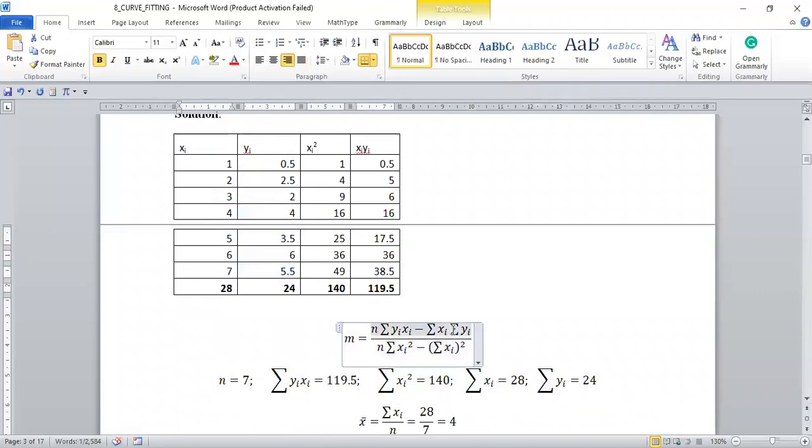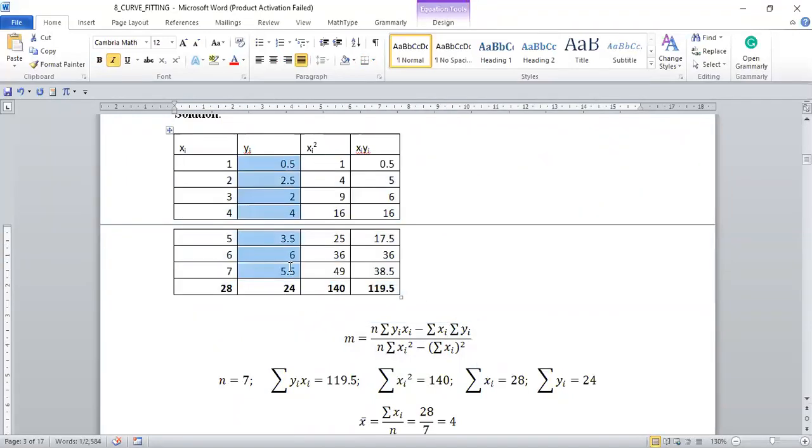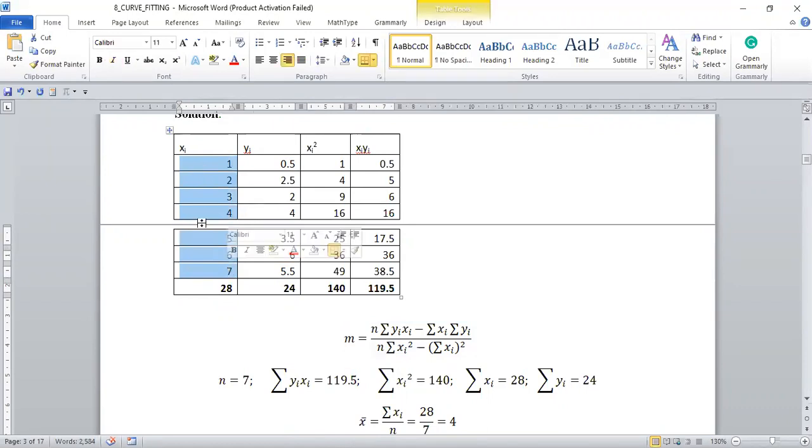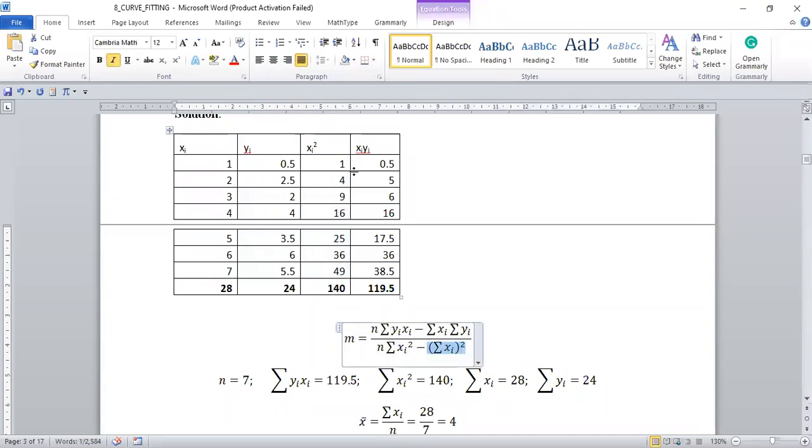We also need the summation over the y values. These are the y values. If we sum all of these, we get 24. Another thing we need is the summation of x squared. So we are going to square all of these. The square of this is equal to this. Then we sum all of this together, and the summation is equal to this. That's why we summed all of this together.